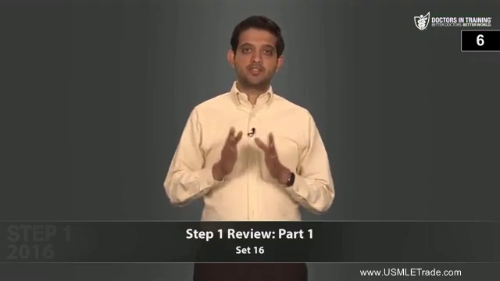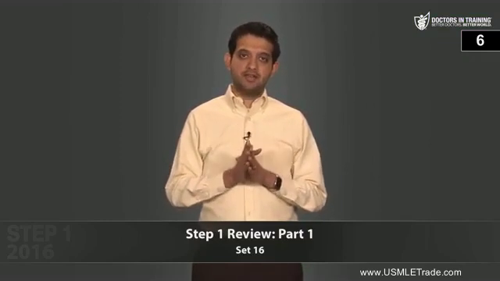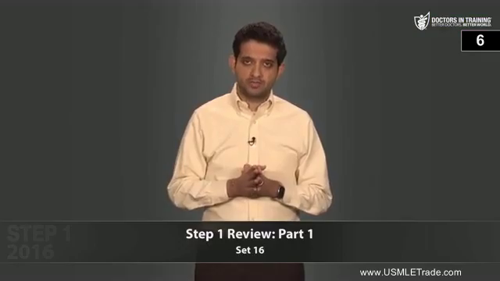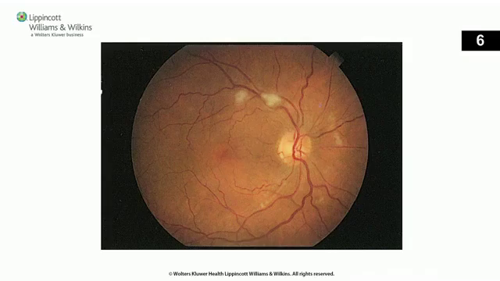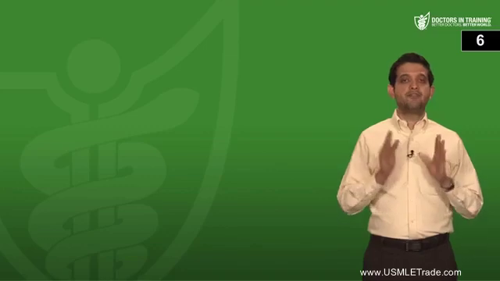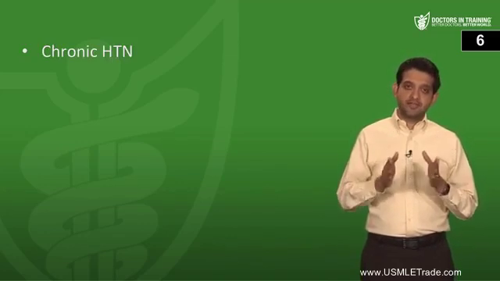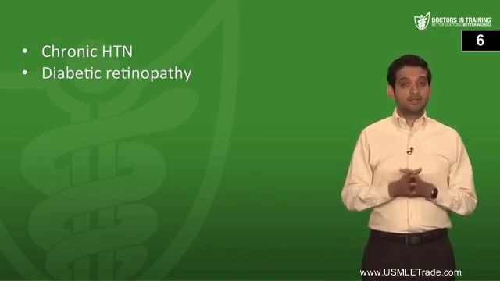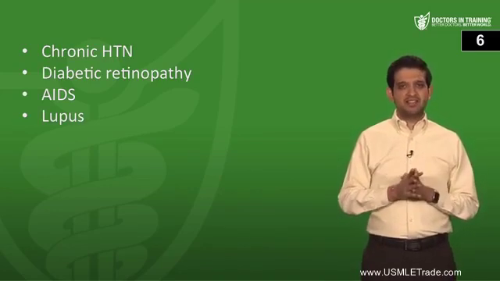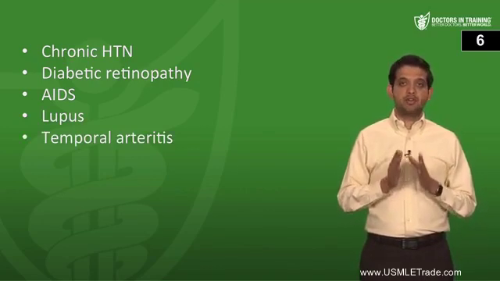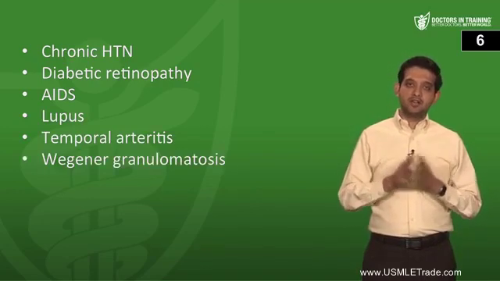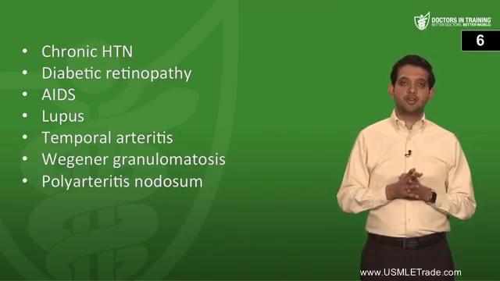Next question. What disorders can cause cotton wool spots on the retina? First, what are cotton wool spots? They are pale areas on the retina of various sizes, and they look like little wisps of cotton or loose wool. They're basically infarcts of the nerve fiber layer of the retina. Lots of different things can cause them, but by far the most common causes include chronic hypertension and diabetes, specifically diabetic retinopathy. They can also be seen in AIDS and lupus, and rarely in some types of vasculitis, specifically temporal arteritis or giant cell arteritis, Wegener's granulomatosis, and polyarteritis nodosa.